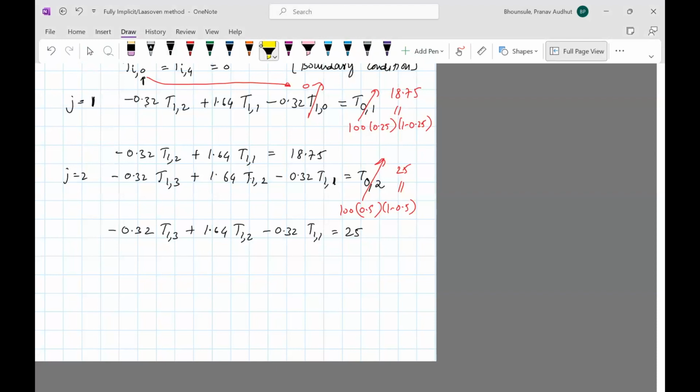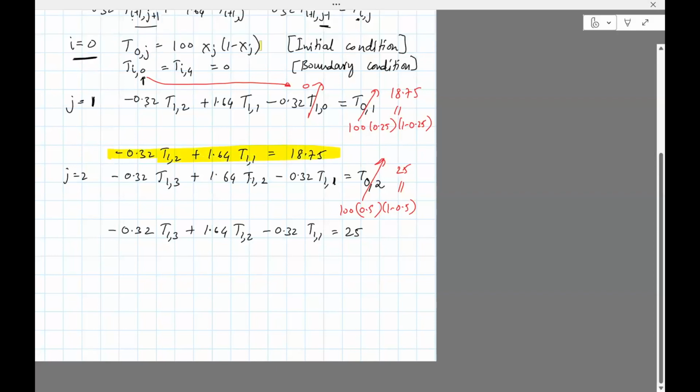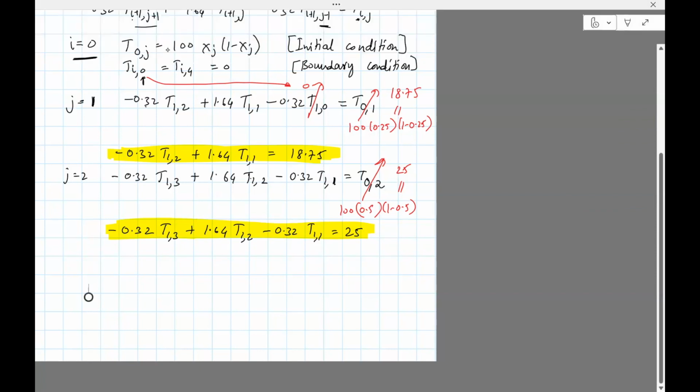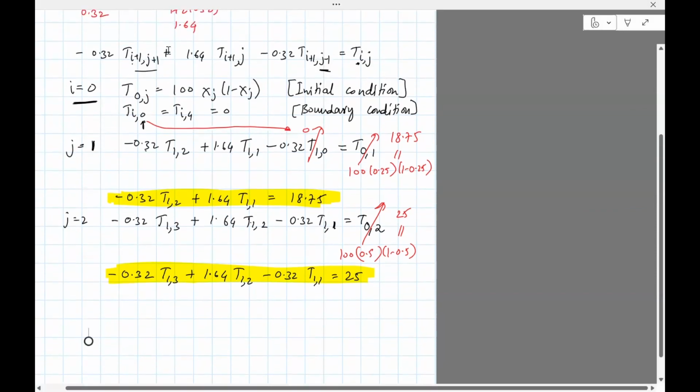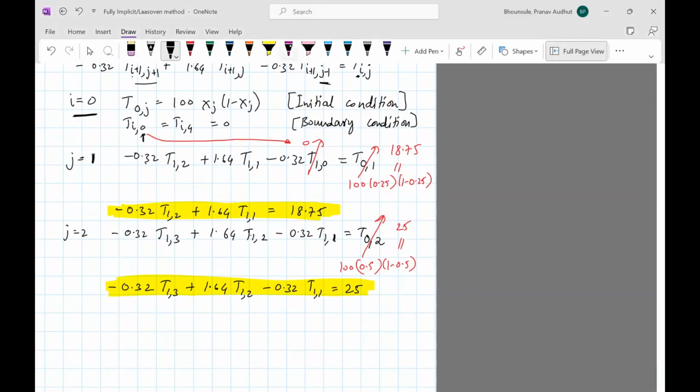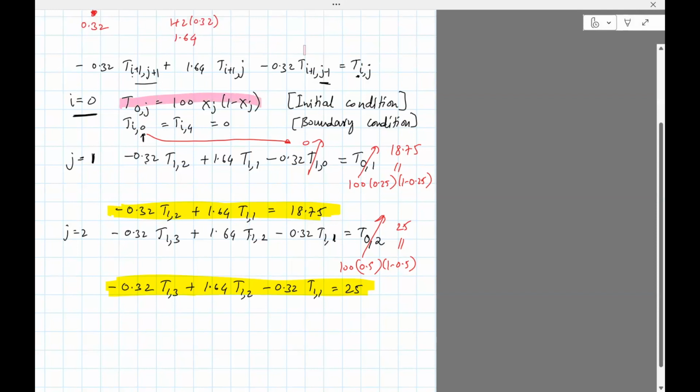I'd like to highlight this equation. Okay, so that's one equation which comes out. This is the second equation. So where do you know that T(0, 2) is equal to 100 times 0.5? It's here. Same formula.